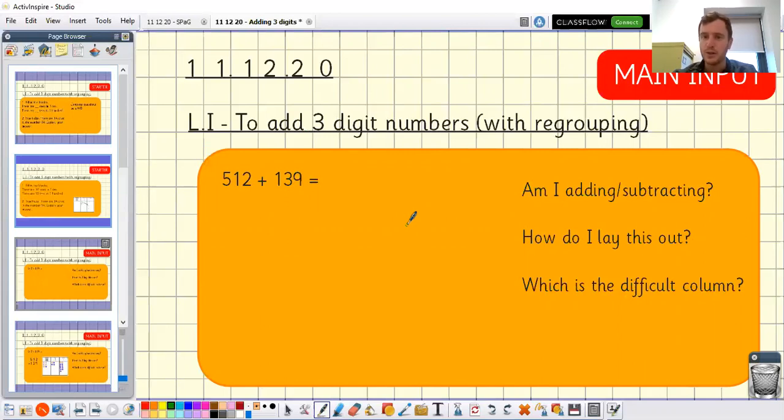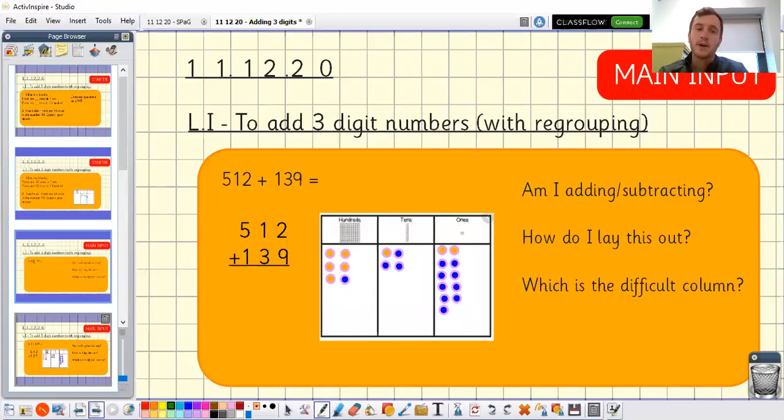How do we know? First one's quite simple. So the first question says 512 plus 139 is equal to, and we've got to find out what it's equal to. Now have a think about these questions. Am I adding or subtracting? Well, for that question, there's one very clear symbol that tells us the answer. How would you lay it out? If we're going to use the column method, which we practiced in class, how would you show that? And can any of you begin thinking about the difficult column that we're going to have to answer? Have a pause if you want to think about those questions, and we'll move on to work through it together.